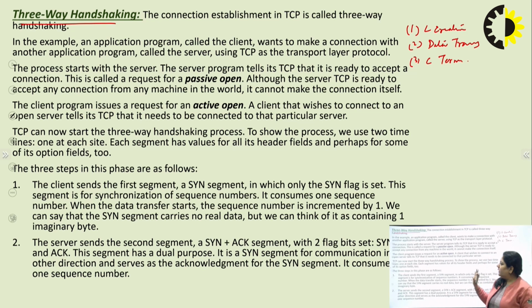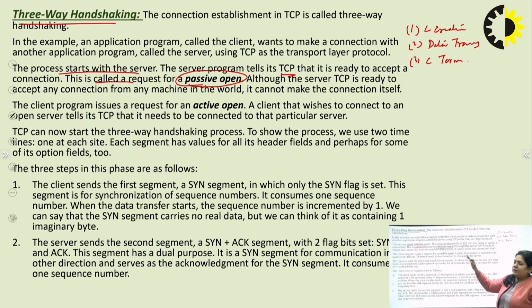So I am starting with the first one, that is connection establishment. In connection establishment, we have two things. Firstly, the process starts with the server. The server program tells its TCP, that is transmission control protocol, that it is ready to accept the connection. So this request which the server creates for its TCP protocol is known as passive open.